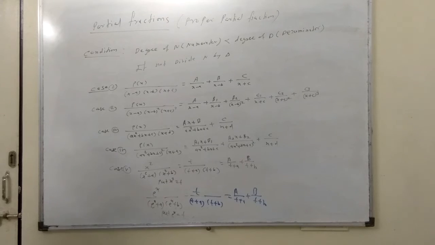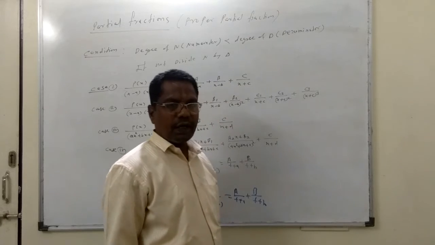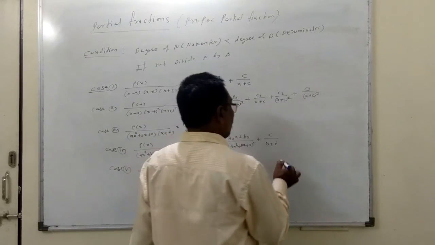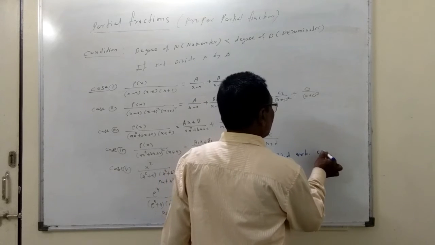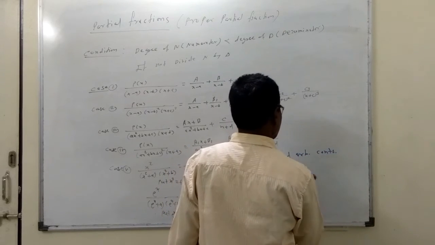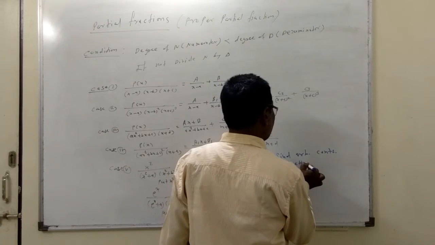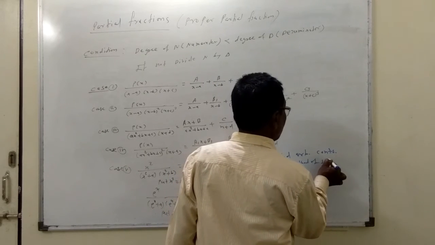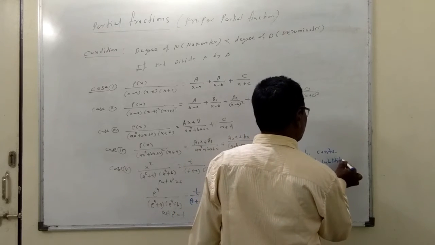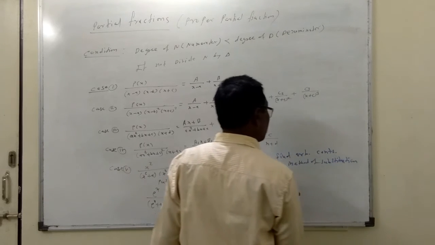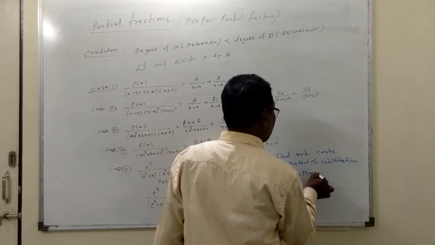Now to find the arbitrary constants, the first priority is the method of substitution and the second is comparing coefficients. So find the arbitrary constants by the method of substitution and by comparing coefficients.